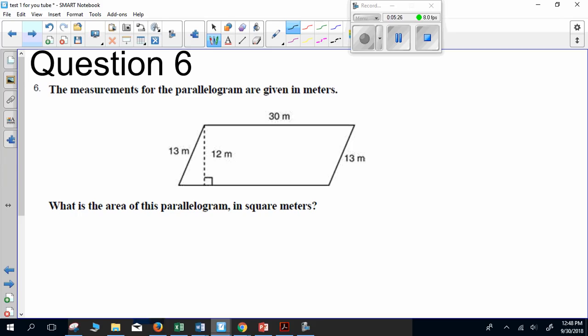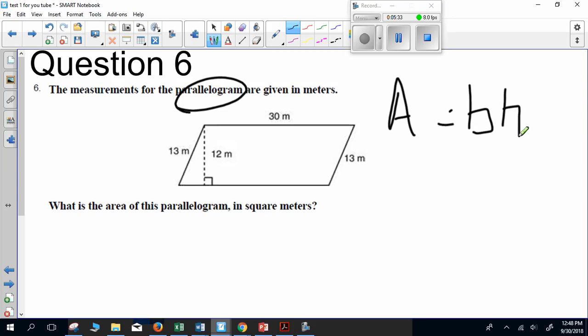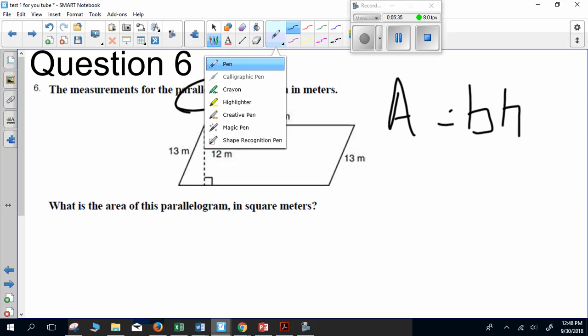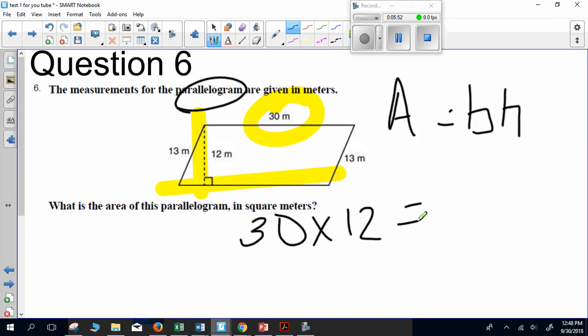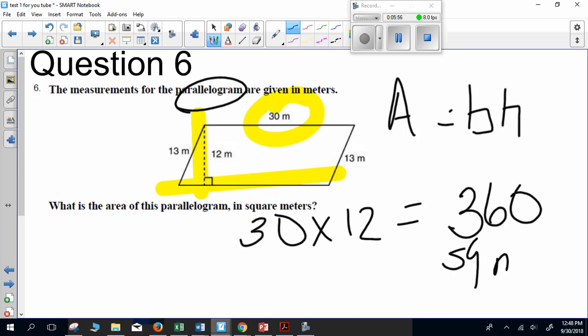Question number 6, parallelogram. The formula for the area of a parallelogram is base times height. So I look for my base and my height. The base is here, the height is here. So my base is going to be this number right here. So that's 30. And my height is this number right here, which is 12. 30 times 12 is 360 square meters.